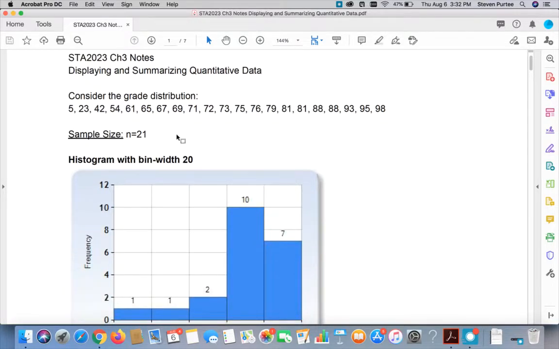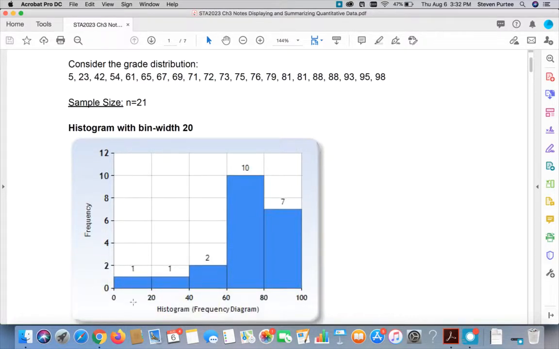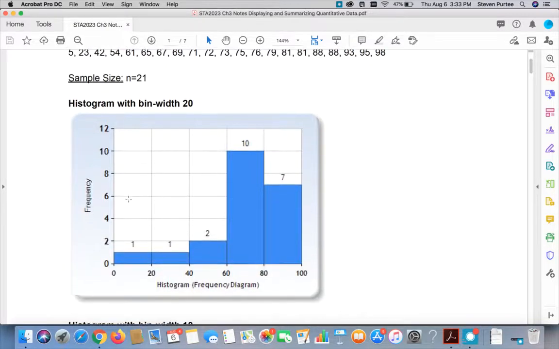So we could use what we call a bin width of 20. So I'm going from 0 to 20, 20 to 40, and so forth, and just counting, literally just counting how many are in each group. So here's a histogram using a bin width of 20. I want you to notice a couple things here.